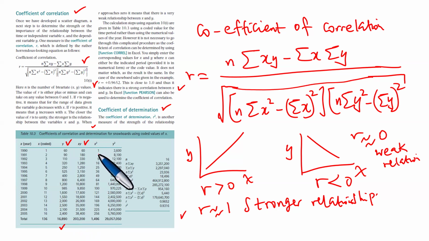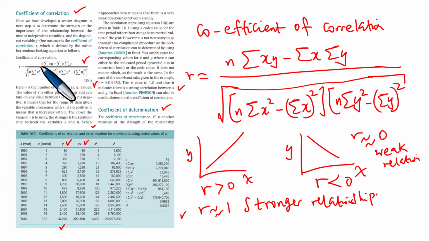We square X, the coded period: we square 1, 2, 3; 3 squared is 9, 4 squared is 16, 5 squared is 25, and so on. We square Y: 60 squared gives 3,600, and we square 90 as well. This is how we computed the squares of both the independent and the dependent variable. N is 16, because we have 16 periods.